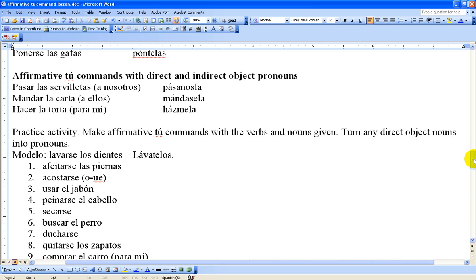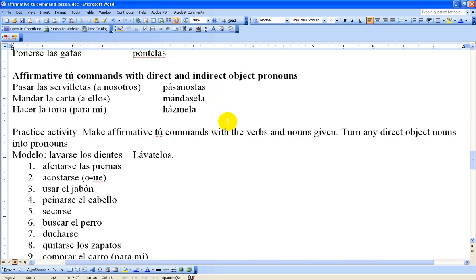So the first one, we have to pass the napkins to us. So I'm going to say pass them to us. The napkins will change to las. Us will change to nos. And the pasar will change to pasa. We'll put the people before things. That's the nos before the las. So we have pásanoslas.